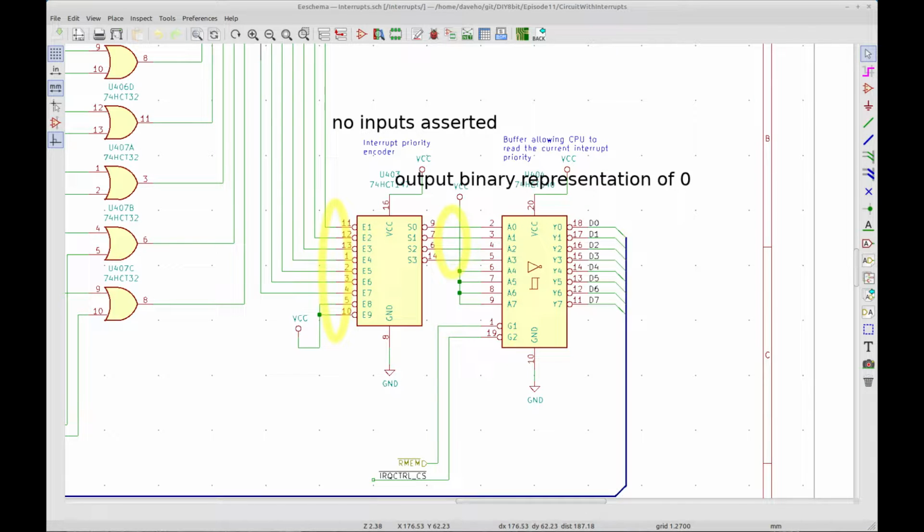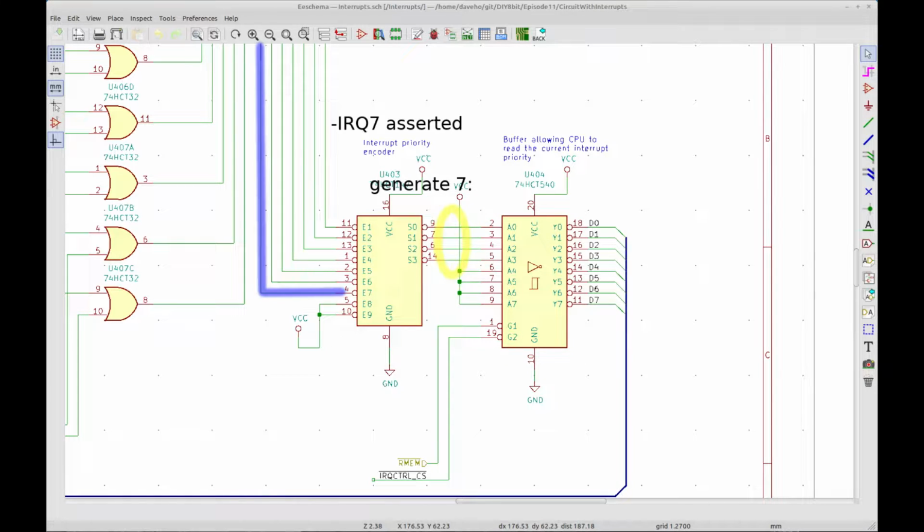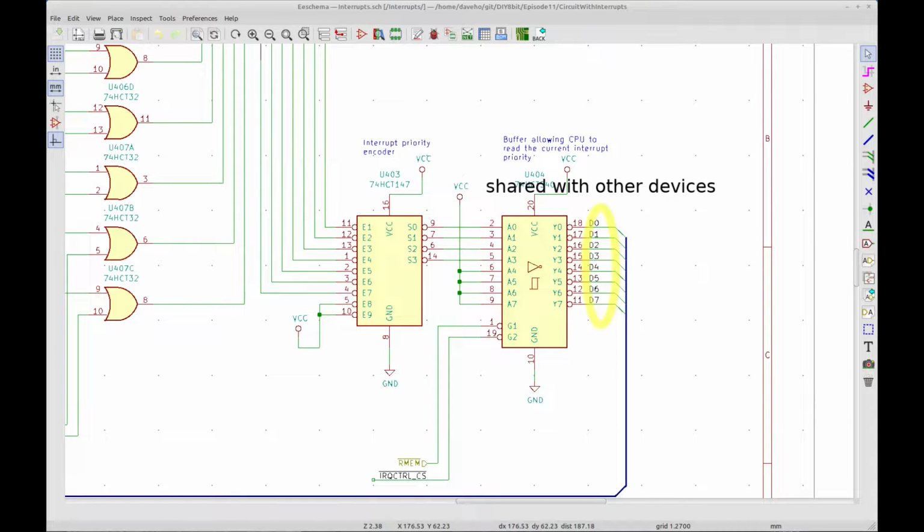If none of the inputs of the 748CT147 are asserted, then its outputs will generate the binary representation of the integer 0. One peculiarity of the 748CT147 is that the outputs are inverted, so that when the binary representation of 7 is generated, instead of generating the bit pattern 0111, as would normally be the case, the outputs instead generate the bit pattern 1000. Another problem we must solve in allowing the CPU to read the value of the priority encoder is that the 748CT147's outputs are always actively driven. We cannot connect them directly to the data bus lines because they would interfere with other devices using the bus.